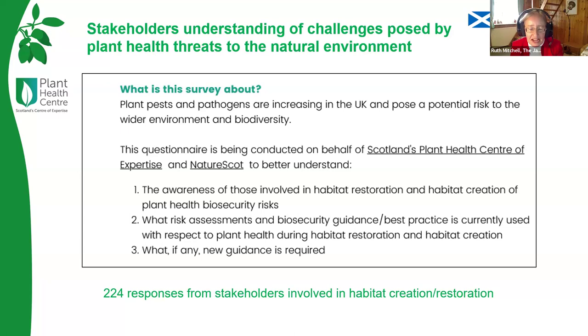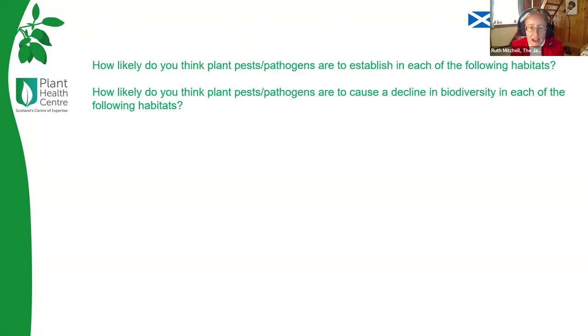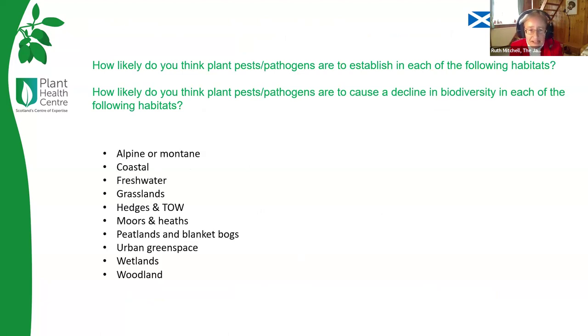What I'm going to show you now is some of the responses from that questionnaire. Many of the questions in that questionnaire actually mirrored, or were very similar to, the questions we've just been doing in our polls. So one of the first things I asked the participants was, how likely do you think plant pests and pathogens are to establish in the range of habitats? And this was the list of habitats. And then how likely do you think plant pests and pathogens are to cause a decline in each of those habitats? They could rank them from a high risk to a low risk, and then they had a don't know option.